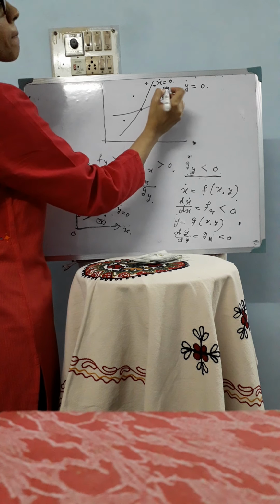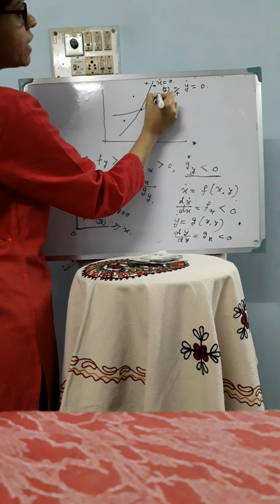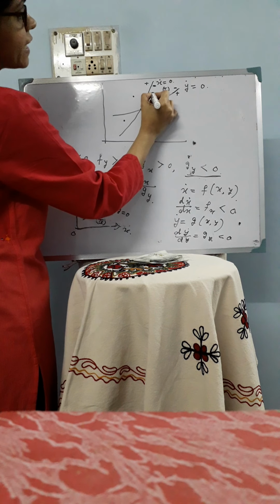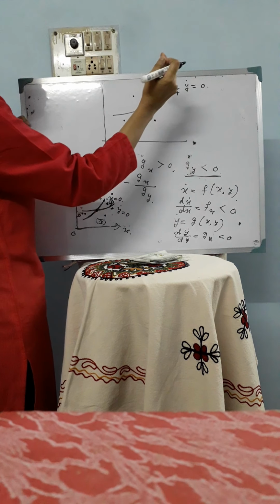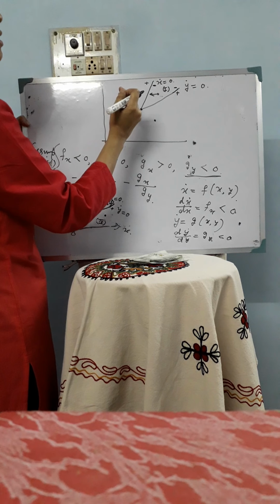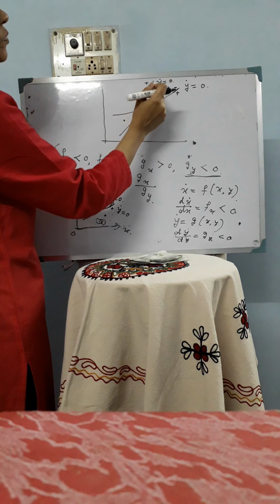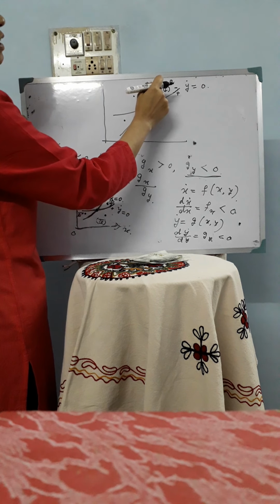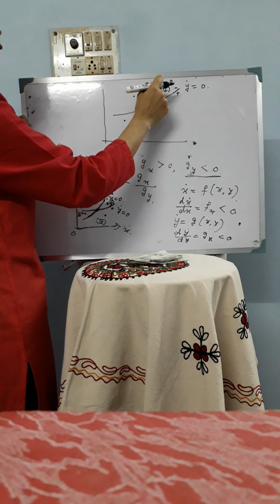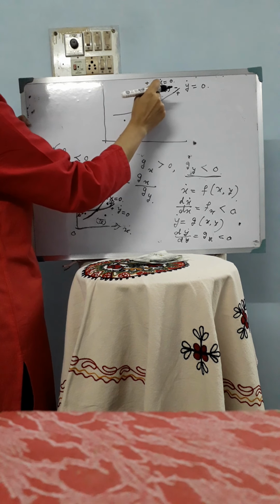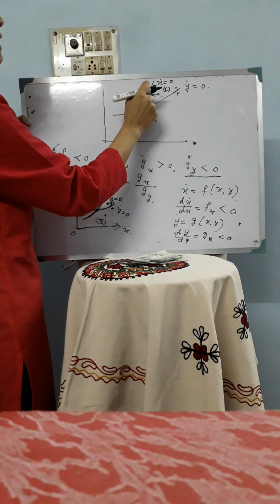So now x will decline, so x will move from right to left. So in that case, the negative value of x dot will become 0 when this point will hit this curve.